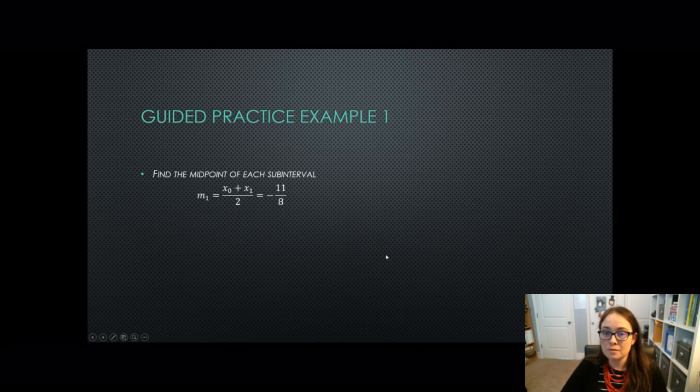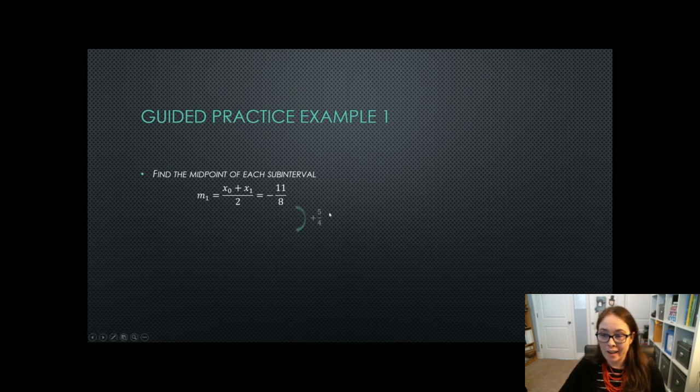So for the first one, I take the x naught and the x1 and add them together, and then divide by 2. When I plug that into my calculator, I got -11/8. Now I could do this with each one. For M2, I could do x1 plus x2 divided by 2. But really the faster way to do it is to just use that delta x. The midpoints are going to be the same distance apart as the xk's are from each other.